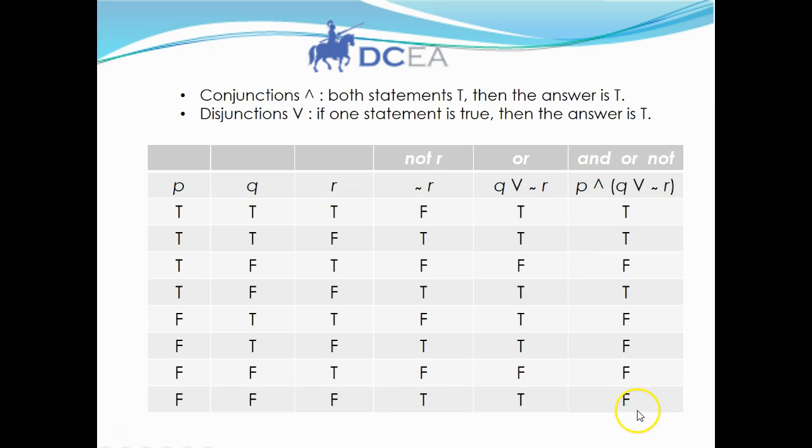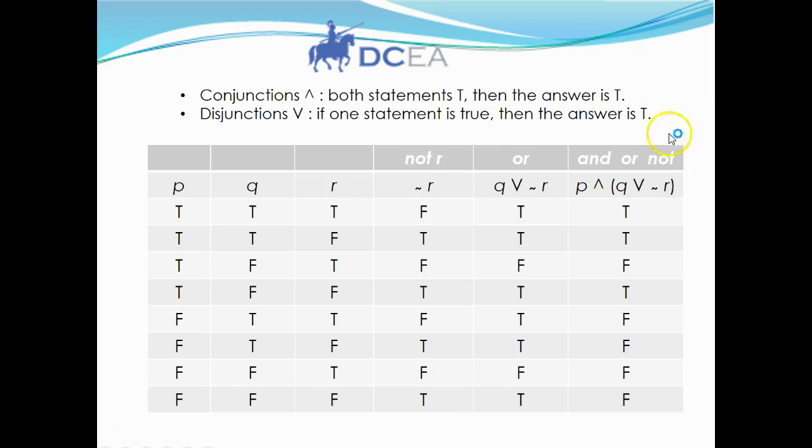I know this is a lot to think of. One of the things that might help is to make a table big enough where you can cover over the columns you don't need to look at. When you get towards this answer, you could cover over Q and R and not R, and then you would just see the answers you're supposed to look at. If you have your notes next to your tables, you can remember, once again, that with conjunctions, both statements must be true for the answer to be true. And with disjunctions, if one statement is true, then the answer is true.